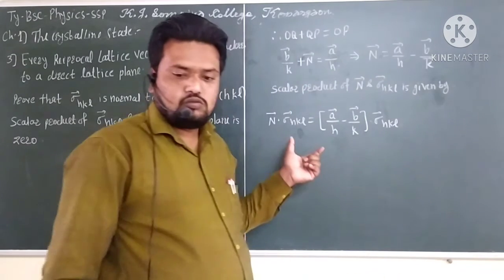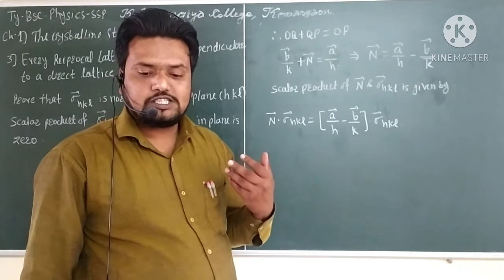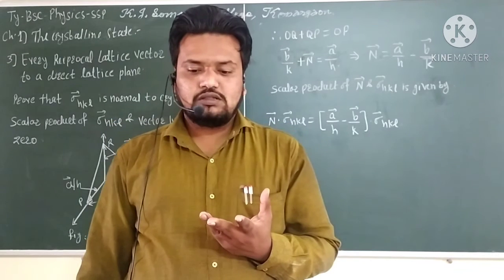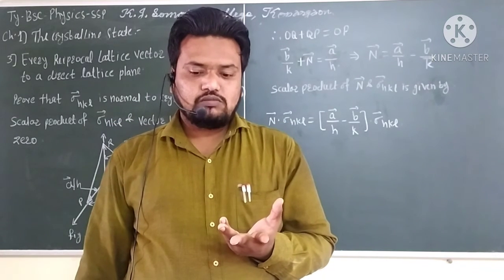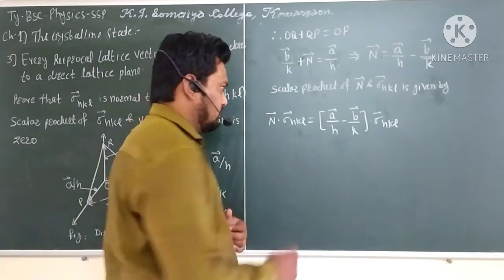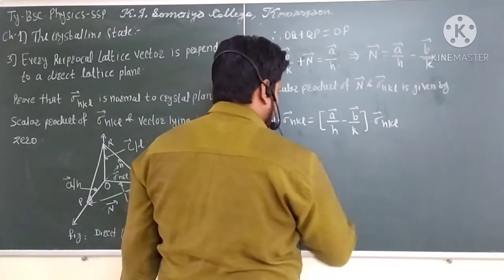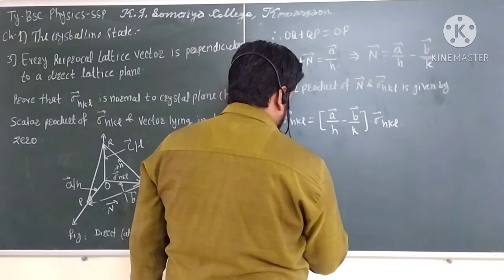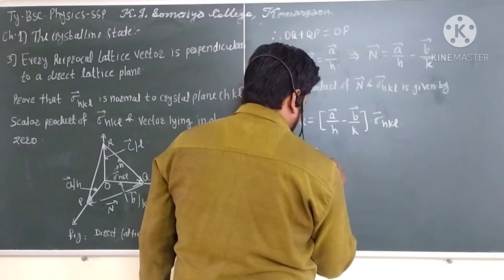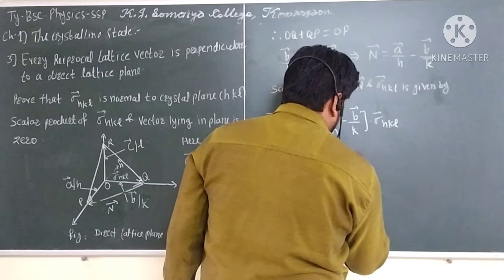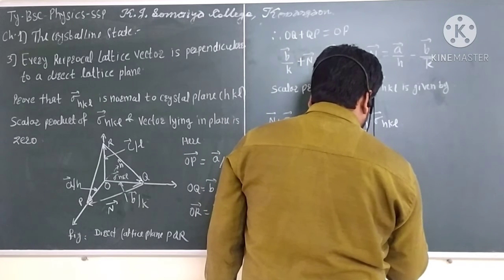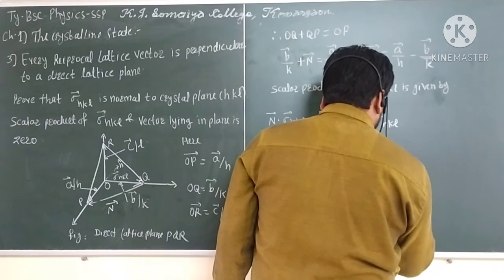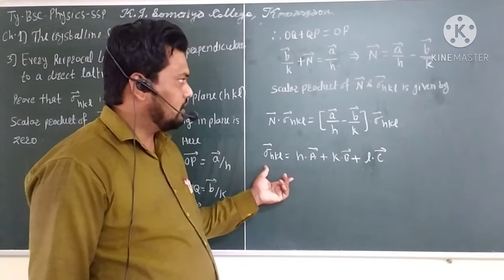In the next step, we define the value of sigma HKL, which is nothing but H into A bar plus K into B bar plus L into C bar. This is the value of sigma HKL.